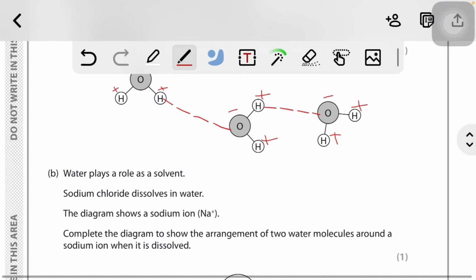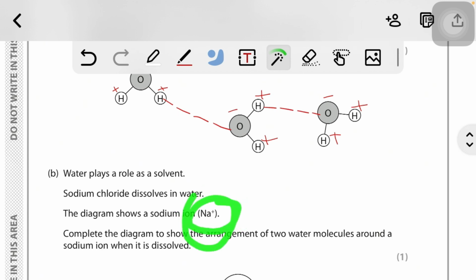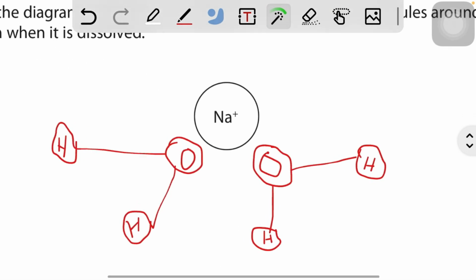Water plays a role as a solvent. Sodium chloride dissolves in water. The diagram shows the sodium ion Na plus. See the sign. Complete the diagram to show the arrangement of two water molecules around the sodium ion when it's dissolved. So as it is Na plus, of course, the negative will come in attraction to the positive, right? So I hope you understand, the answer will be, yeah, this is the answer.